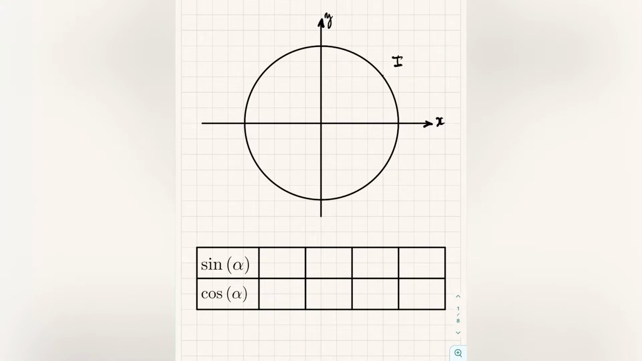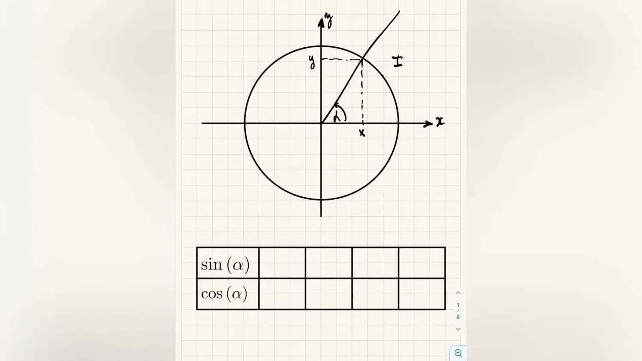So if you have some angle in the first quadrant, let's say like this, and let's denote it with alpha, then it will intersect the trigonometric or unit circle in a certain point, and that point has its x and y coordinate.